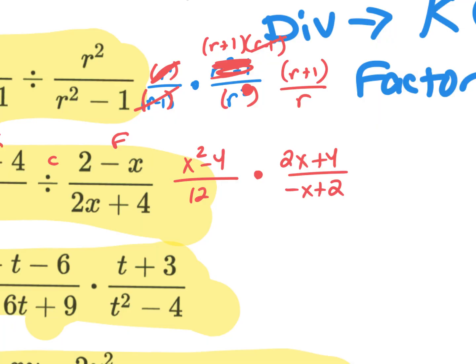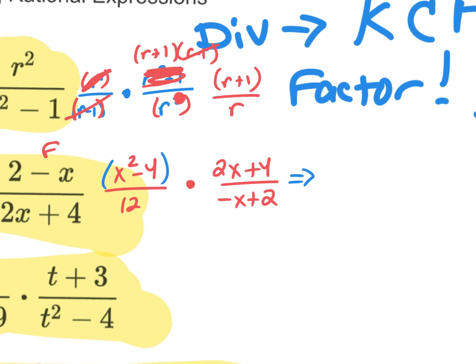So now let's go. Top left, what can we factor? What can I change x squared minus 4 into? Perfect. X plus 2, x minus 2. It's our difference of squares. Can I do anything with 12? Nope, just leave it. Okay.